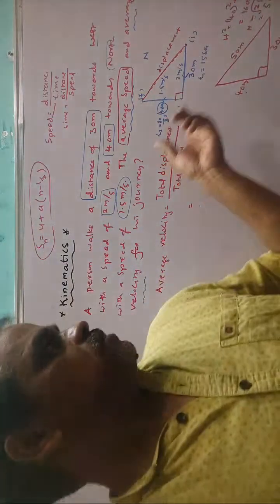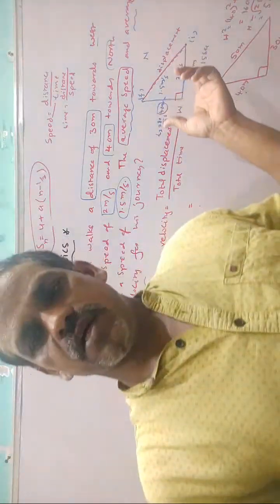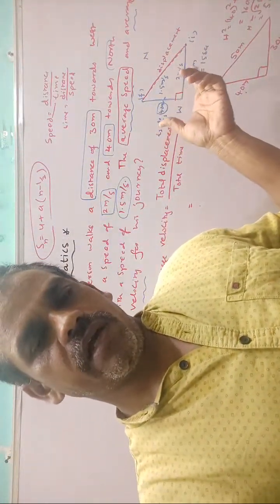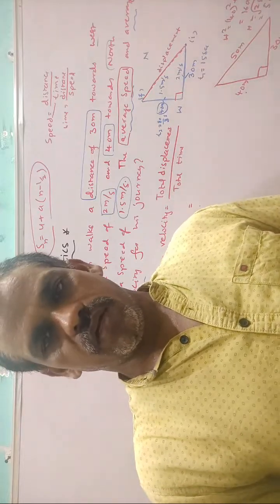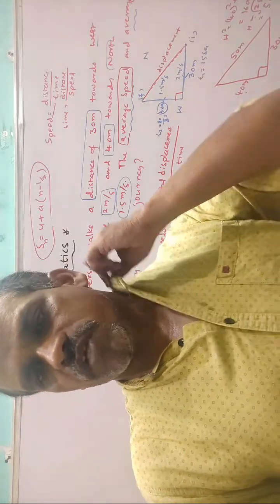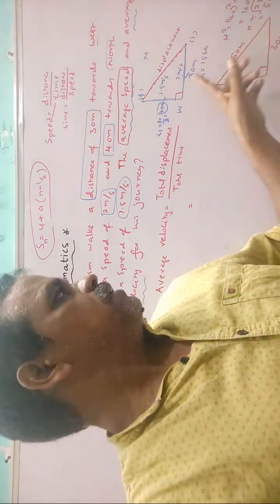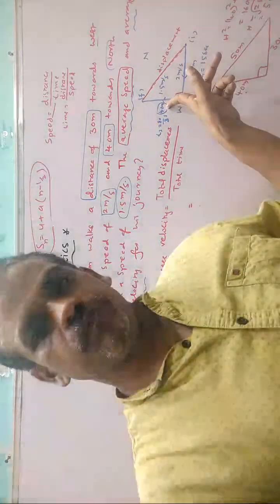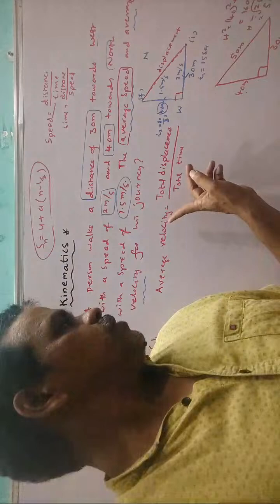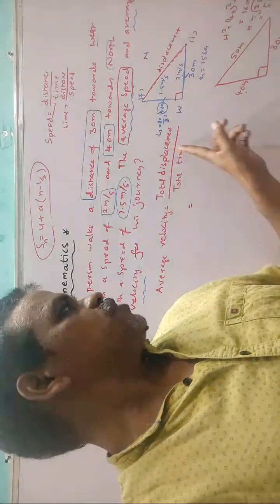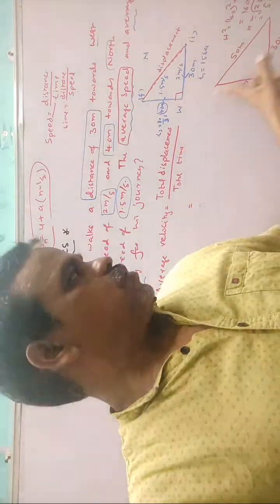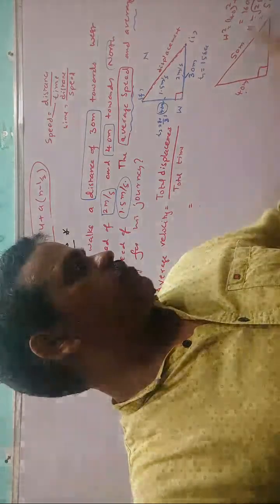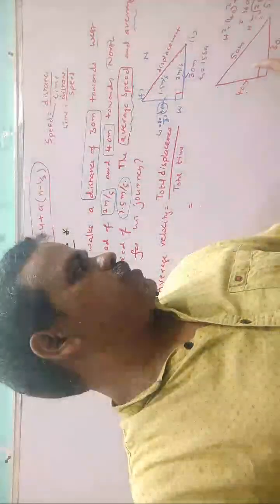So here, at last we calculated average speed. In calculating average speed, we calculate total distance. Total distance we got, that is 30 plus 40, 70 meter. Here we are calculating average velocity, that is total displacement by total time. Total displacement is nothing but the initial and final positions, by using Pythagoras law.